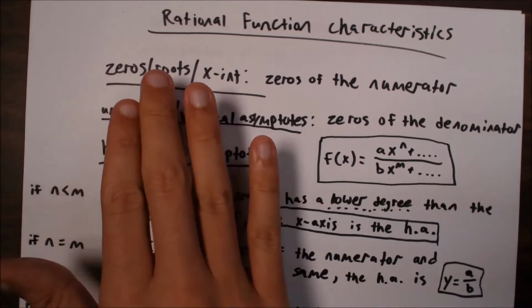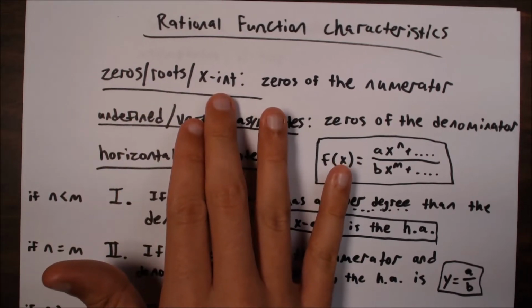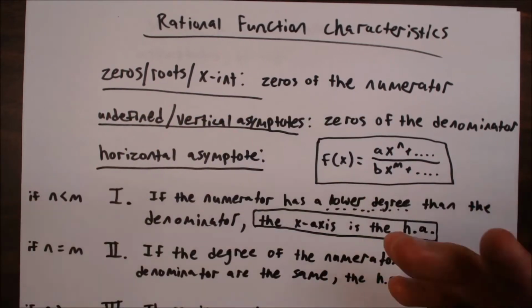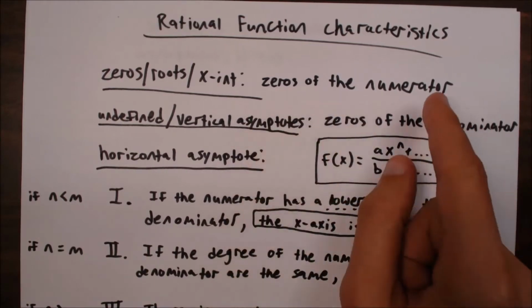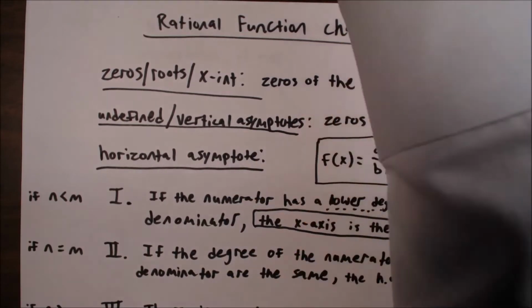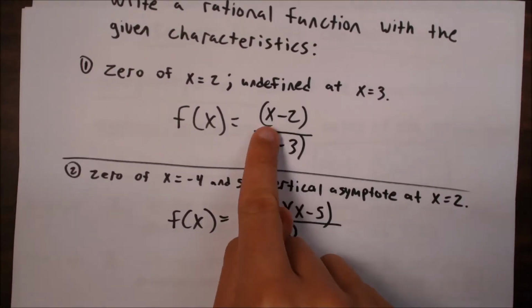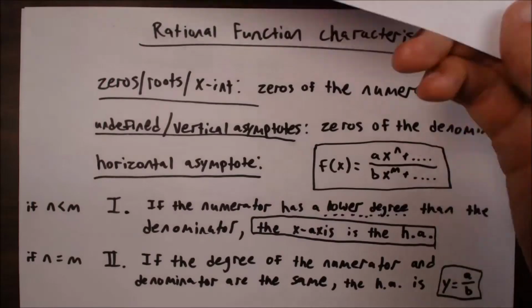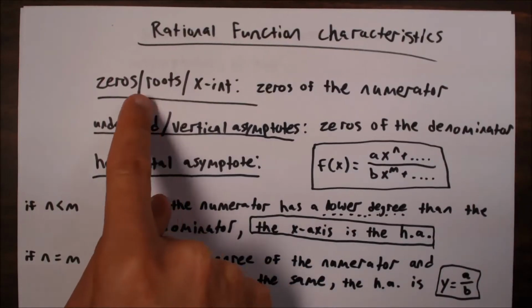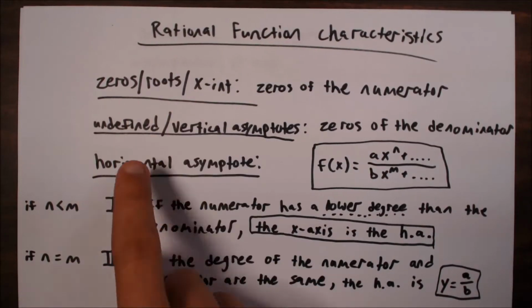So the zeros or the roots or the x-intercepts of any function, but including a rational function. In the case of a rational function, those are the things that make the numerator zero. Going back to one of our examples from before, whatever makes that number on the top zero, that's going to be a zero of the function. It's an x-intercept, it's a root. These all mean the same thing.